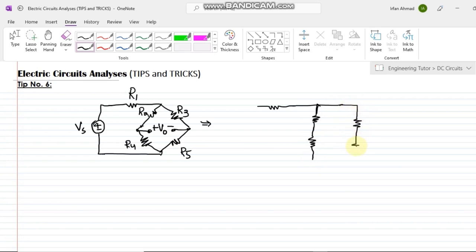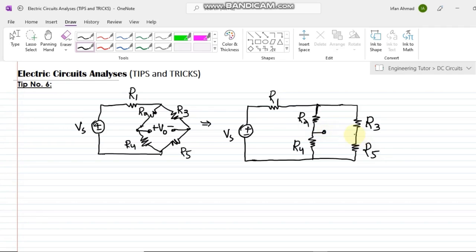Okay, so this is basically the same circuit with which a voltage source of Vs is connected. This is R1, R2, R3, R4 and R5, and we are asked to find the value of voltage V0 here. Okay, so that is V0 here.